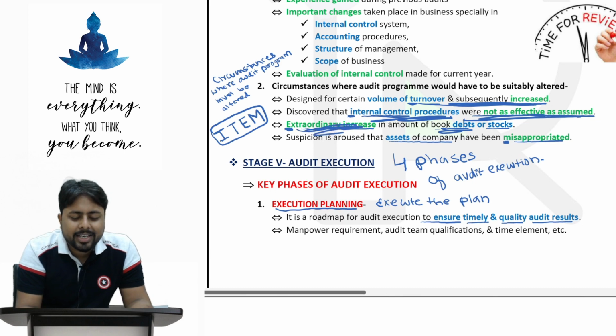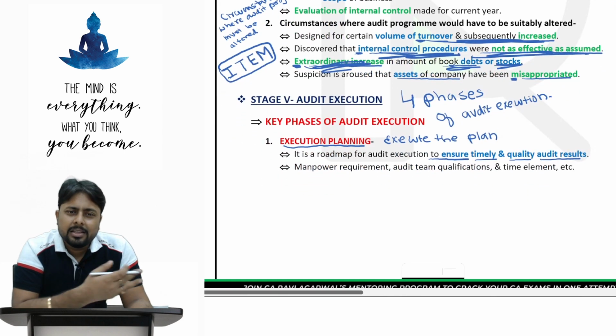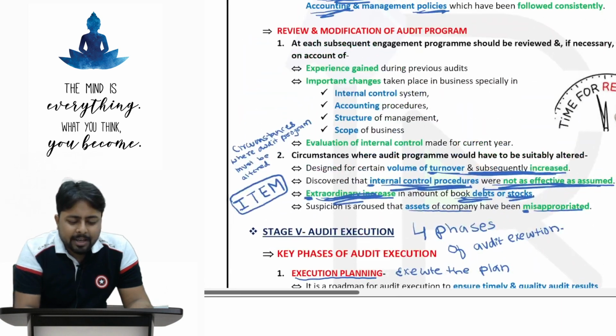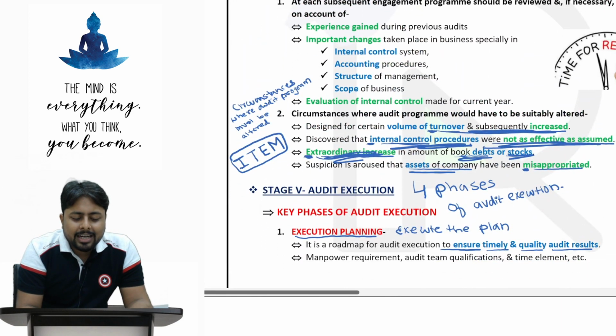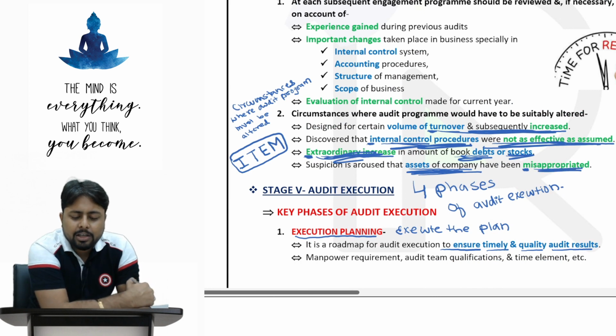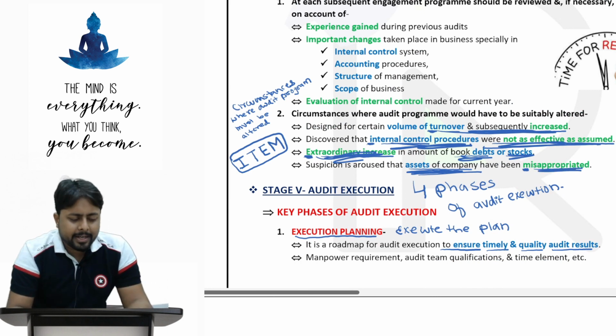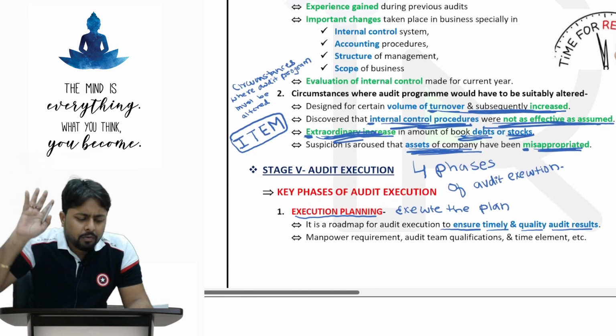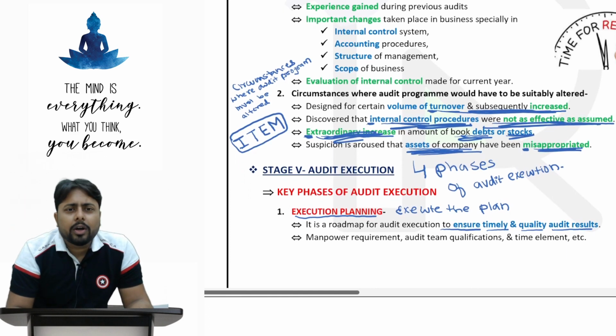Extraordinary increase in your book debt and stock. Okay, change audit program. M: you know what happened? Assets of the company got misappropriated. Okay, assets of the company have been misappropriated. So there are 4 circumstances where your audit program must be altered.